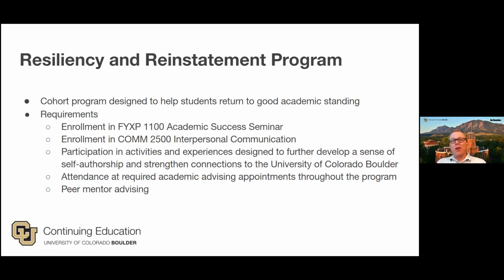And it's a great course. We have a really good instructor for it, and we're excited about offering it. It covers everything similar to our online academic skills resource, but much more involved, and it's a really good experience. We're also going to require enrollment in COM 2500 interpersonal communication.